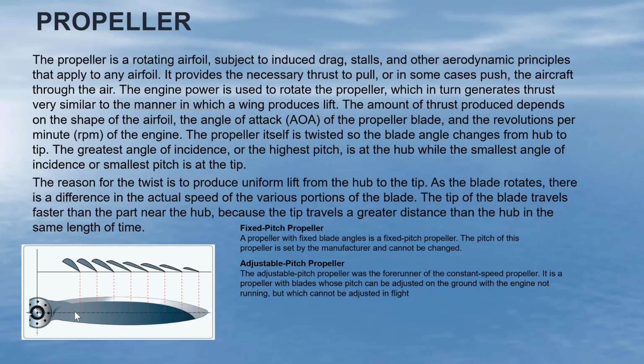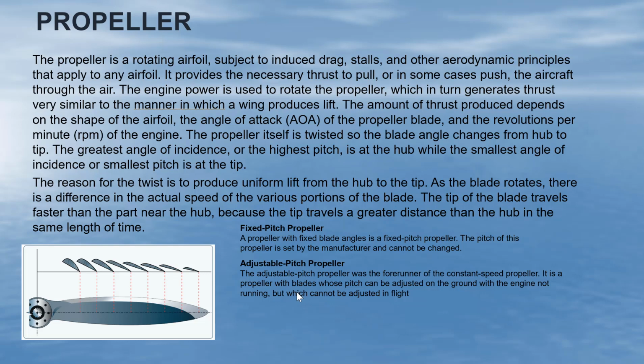The reason for the twist is to produce uniform lift from the hub to the tip. As the blade rotates, there is a difference in the actual speed of the various portions of the blade. The tip of the blade travels faster than the part near the hub of the propeller because the tip travels a greater distance than the hub in the same length of time.